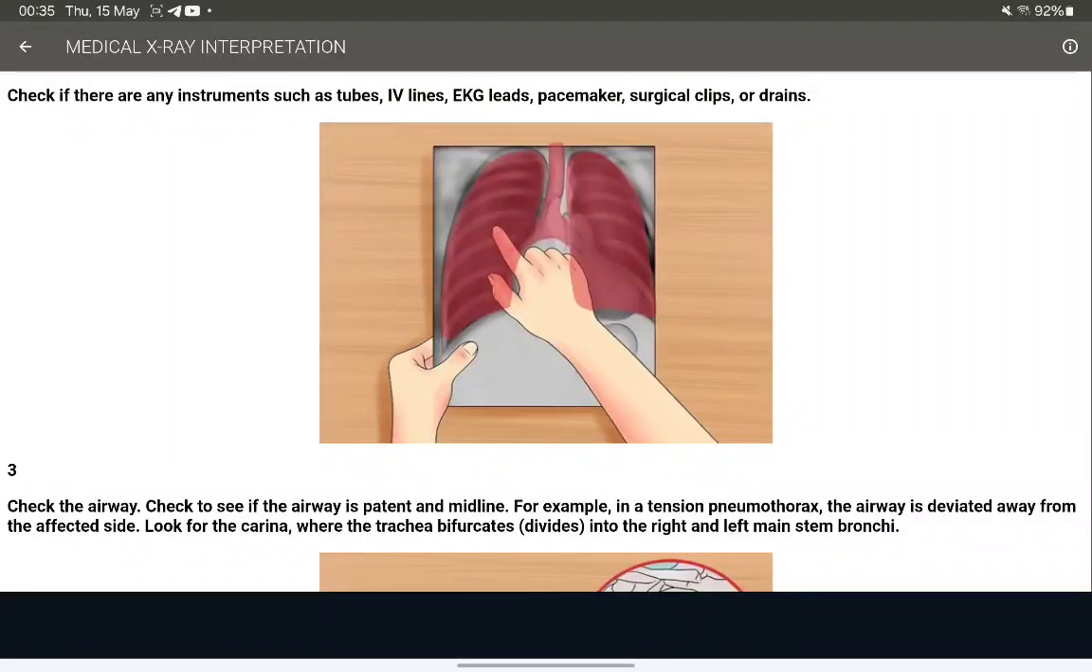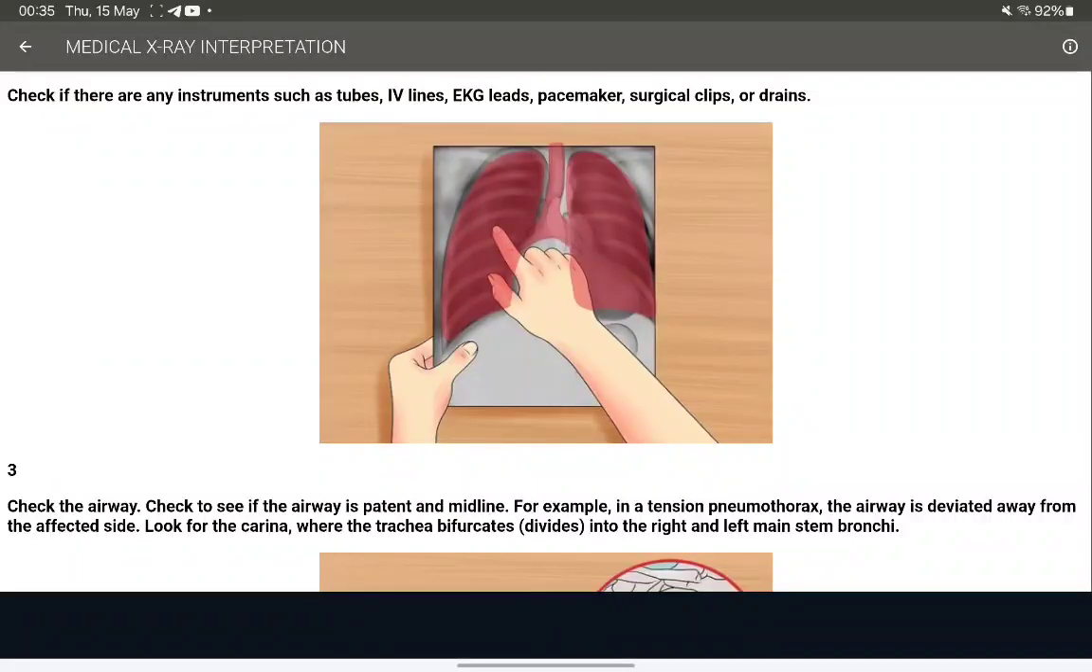For example, in a tension pneumothorax, which is an emergency, the presence of air within the thoracic cavity leads to collapse of the lung and difficult breathing of the patient. The trachea is deviated away from the affected side because the pressure within that side pushes the trachea to the other side.